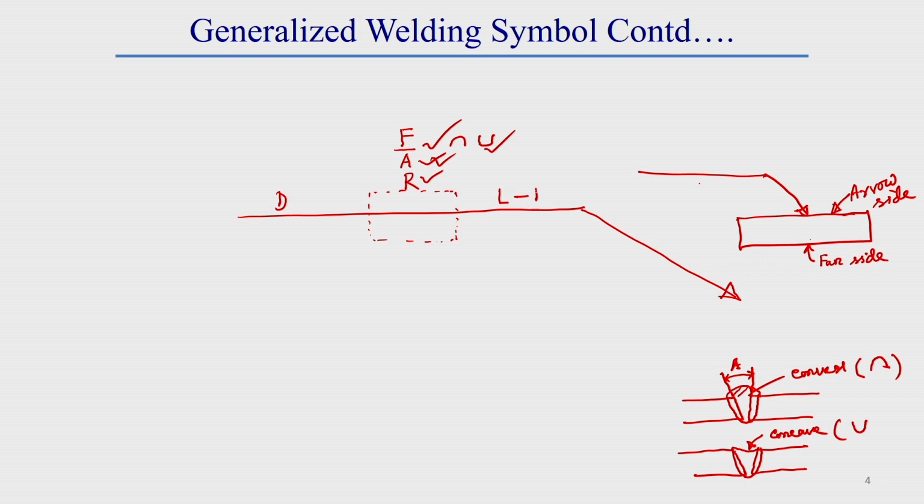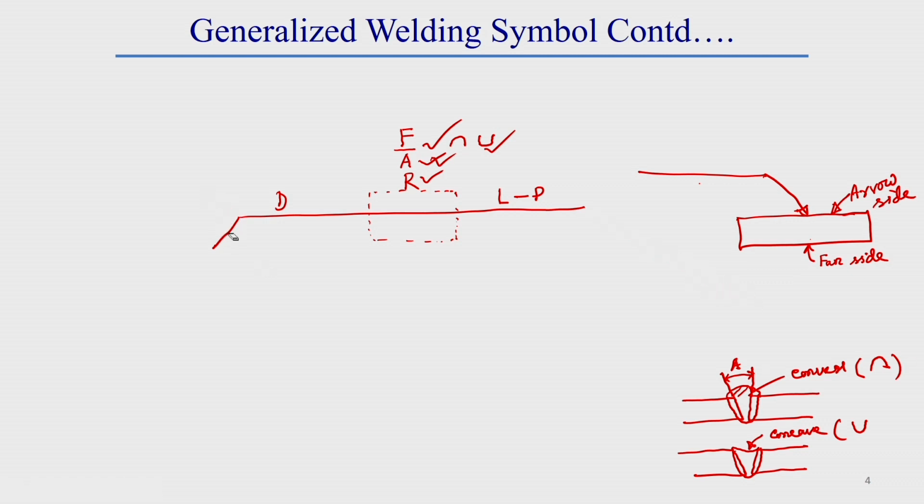Keep one thing in mind: here we have seen D, the length of weld, and P given. Sometimes there is a tail of this weld. This tail is required only if a specification is given. If the specification is not given, we need not provide it, that means we can eliminate this tail part. If a specification is given, then we have to provide this tail.